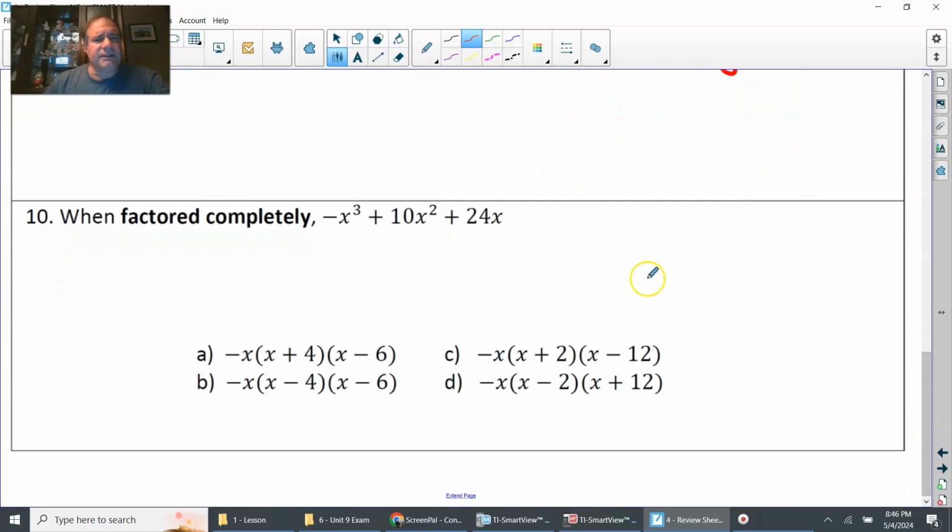Okay, when factored completely, let me just do this by hand. I see a greatest common factor here. So I'm going to go GCF. And look at my choices. You see how it has negative x on the outside? Yep, that's what I'm going to take out, negative x. So if I take out a negative x as the greatest common factor, let me move this down a little bit.